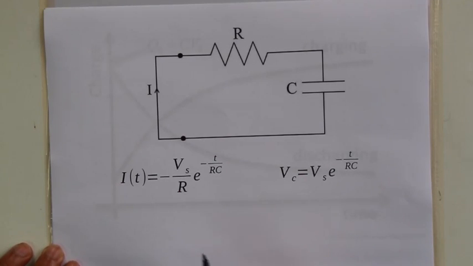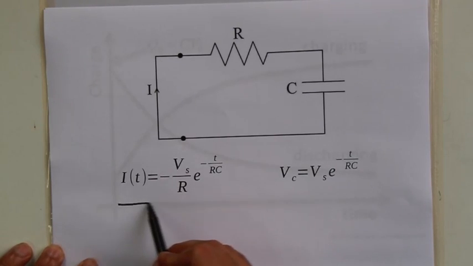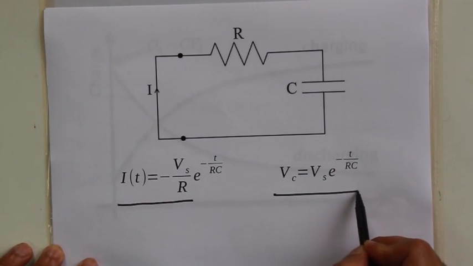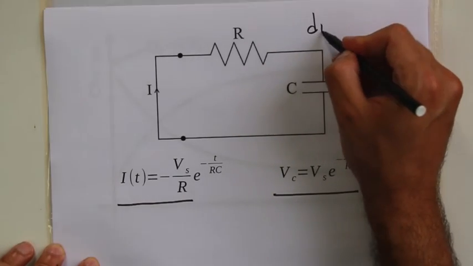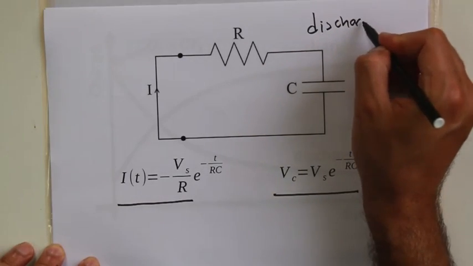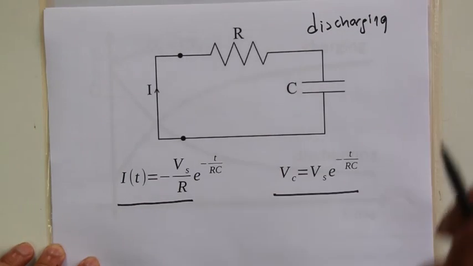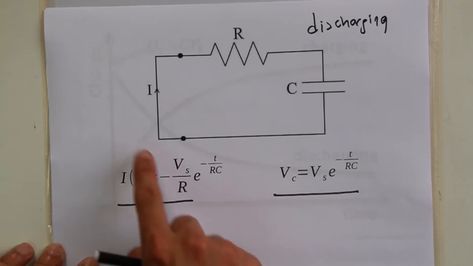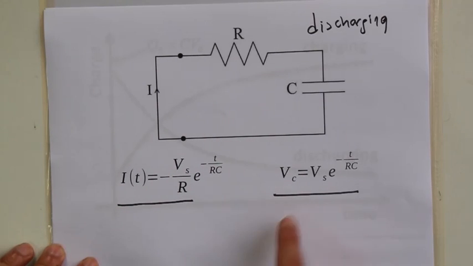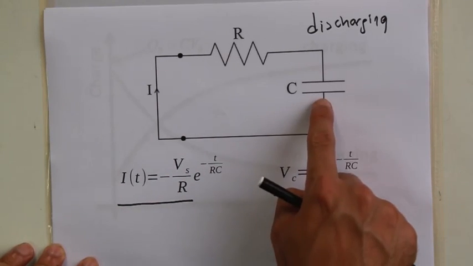And here, the equations for current and voltage across the capacitor are given like that. So, this situation is for discharging. And using these equations, we can easily calculate the theoretical value for current through the circuit and voltage across the capacitor.